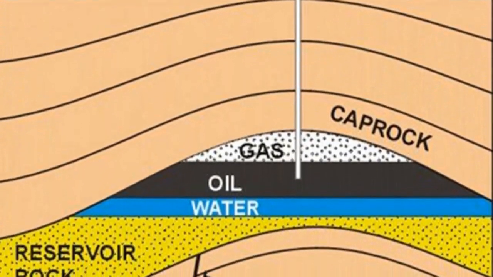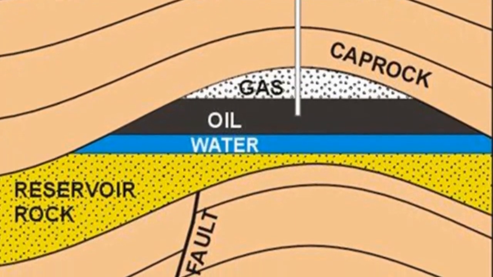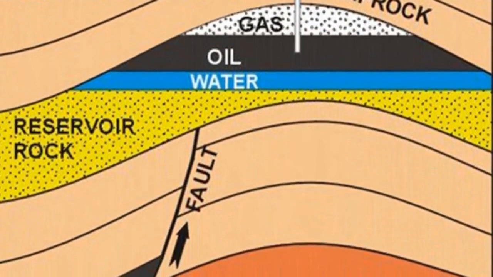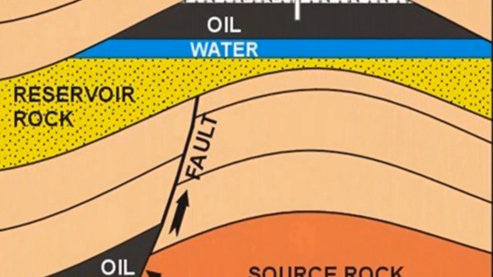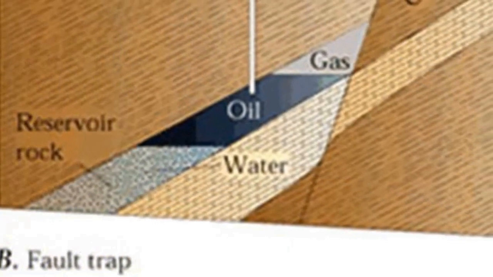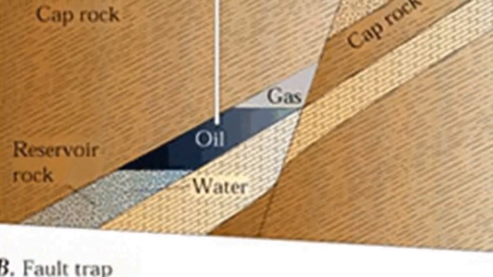Fault traps form when strata are displaced in such a manner as to bring a dipping reservoir rock into position opposite an impermeable bed. In this case, the upward migration of the oil and gas is halted where it encounters the fault.